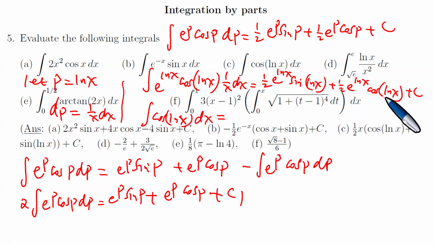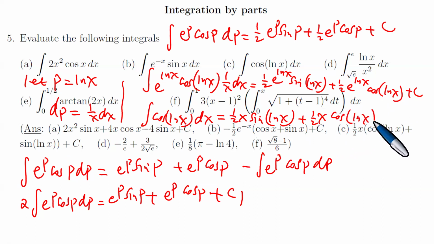Now we have this. How does it compare to this part here? Okay, so the e to the ln x is just x. So this is half x, the sine of ln x. The e to the ln x is just x, giving us half x, the cosine of ln x plus c.